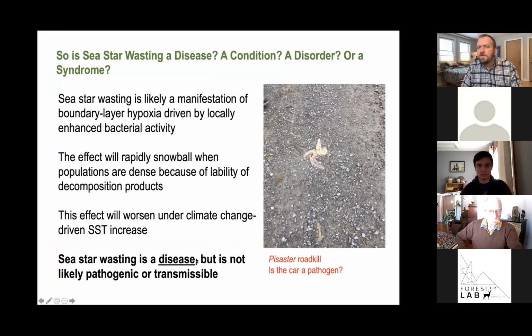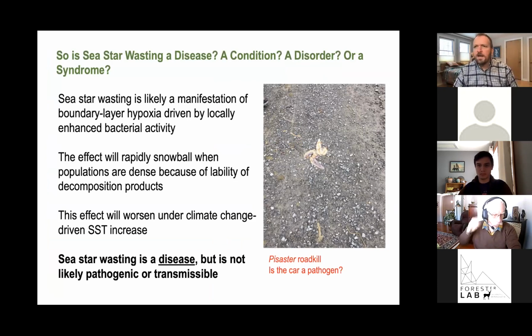Okay, and so just to summarize for this talk, sea star wasting, a disease, a condition, a disorder, or a syndrome, is likely a manifestation of boundary layer hypoxia. That's our hypothesis at the moment, which is driven by locally enhanced bacterial activity that drives down oxygen concentrations.